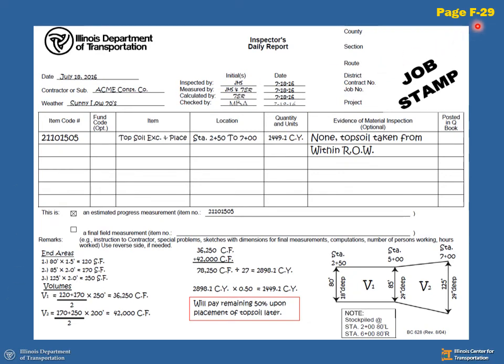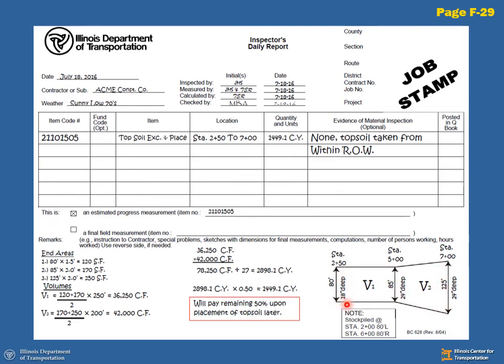Here on page F29 in the Documentation Guide, we have our pay item for topsoil excavation and placement. Here are the measurements that I took in the field. I have two areas: this is area 1, area 2, and I have stationing where I took some measurements of the width. Here I'm 80 feet, here I'm 85 feet wide, and this one's 125 feet wide.